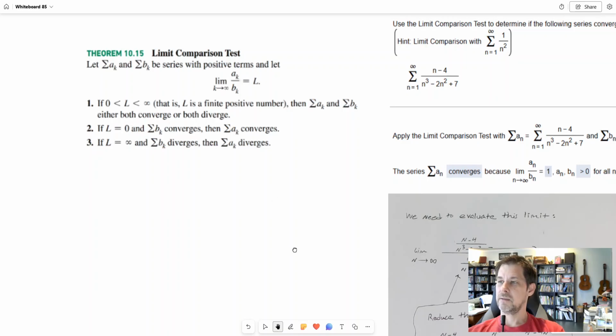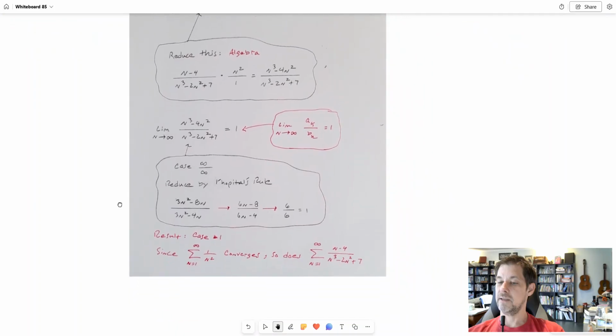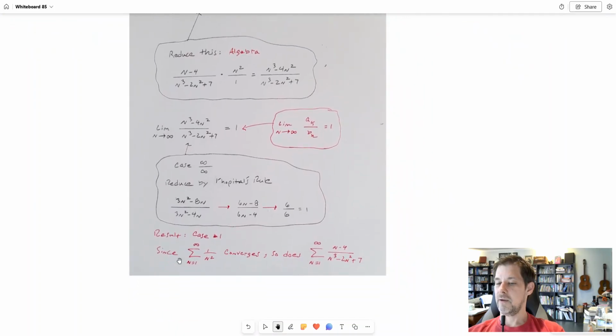Okay, so how we make our decision is this. See that one we were comparing with? Does it converge or diverge? Because whatever it does, ours is also going to do. That's what case 1 says. So what is this series 1 over n squared? Like, what do we know about that? It does converge, but on what basis would you say that?